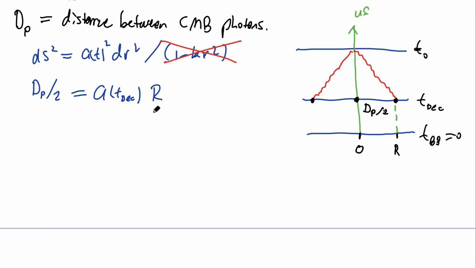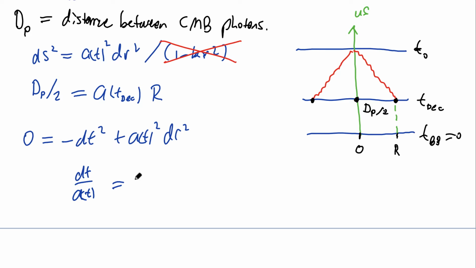And now we find capital R by integrating the Robertson-Walker metric along this null ray. So along a null direction, ds squared is 0. So that's 0 equals minus dt squared plus a of t squared times dr squared. And again, we drop the factor 1 minus kr squared since k is equal to 0. And also d theta and d phi are 0 since this null ray is along a radial direction. Now let's separate variables. What we find is dt divided by a of t equals dr.